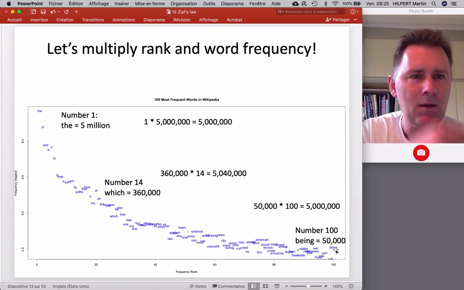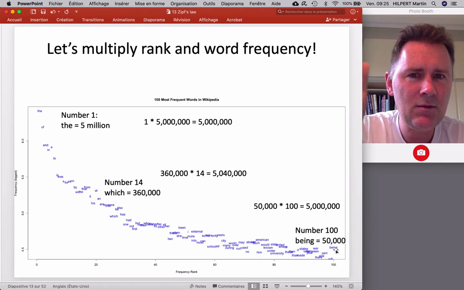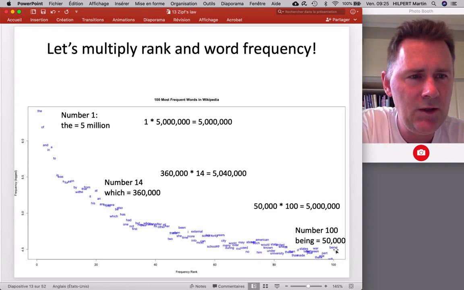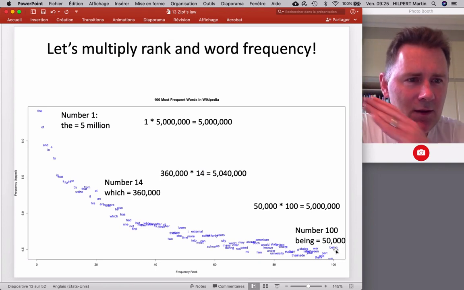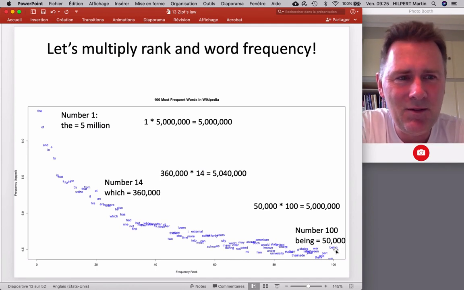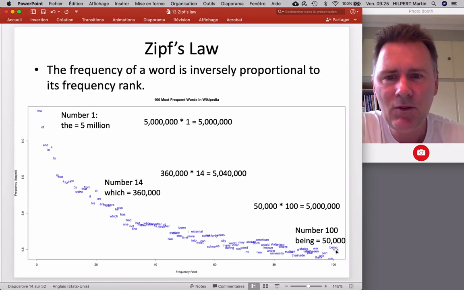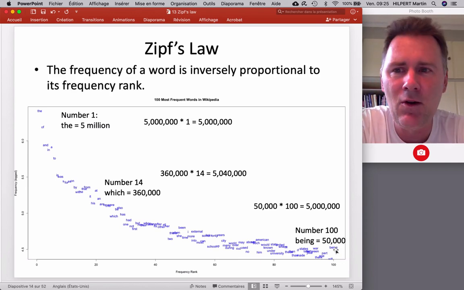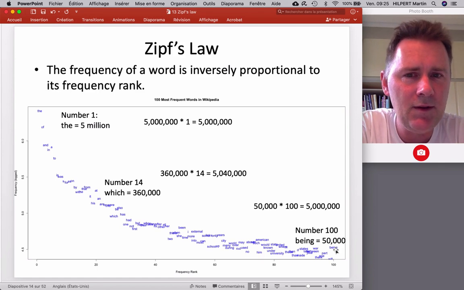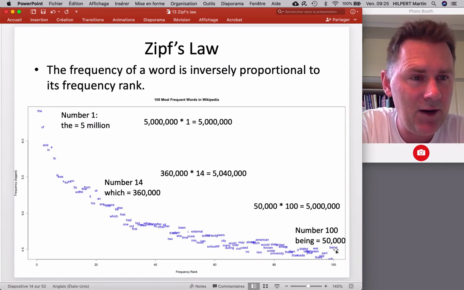Yeah. So this is Zipf's law. The rank multiplied by the word frequency in any given corpus gives us a constant. Yeah, it changes a little bit, but still, there's a regularity, like a natural law in there. So, this is Zipf's law. The frequency of a word is inversely proportional to its frequency rank.